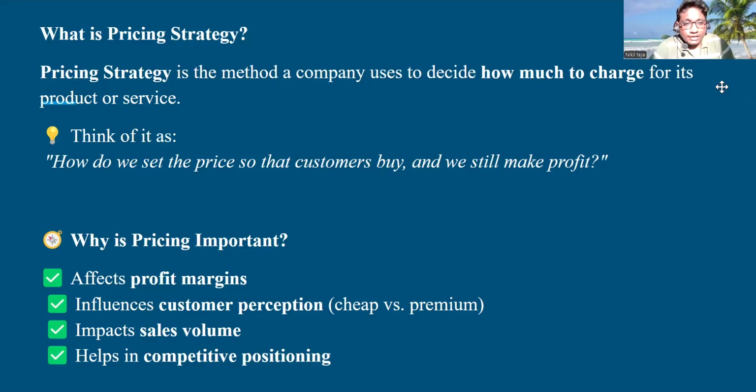Cheap versus premium impacts the sales volume too. Again, it's a double-edged sword. If the price is low, sales will be more, but profits will be less. If the price is high, sales will be less, and profits may or may not increase. It also helps in competitive positioning, so you will have some competitive advantage if you keep the price very carefully.